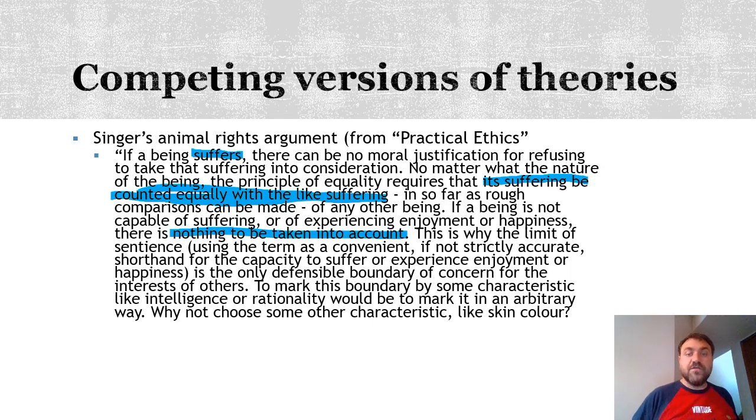Sentience, he says, is the only defensible boundary of concern for the interests of others. To mark this boundary by some characteristic like intelligence or rationality would be to mark it in an arbitrary way. Why not choose some other characteristic like skin color, he says, as an example of a completely arbitrary moral characteristic. Okay, so if this doesn't say as clearly as anything can, "Hey, I'm a hedonistic classical utilitarian," then I don't know what does.